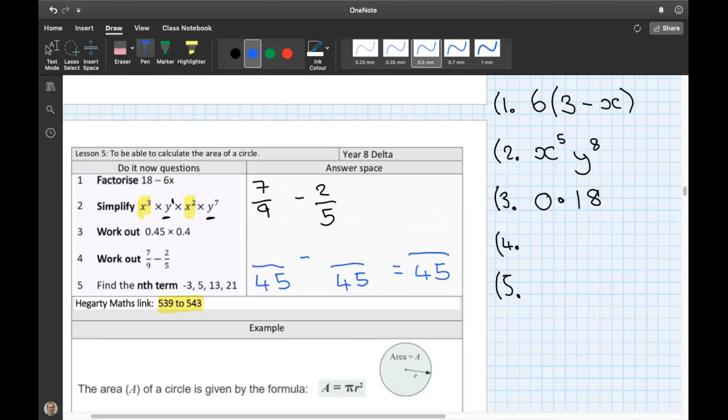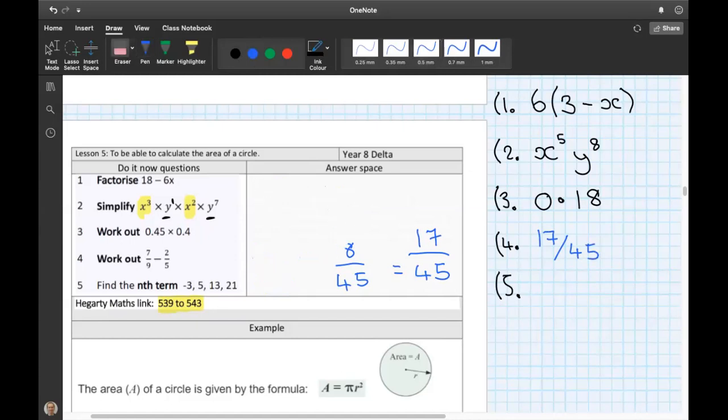Okay, how did I get from 9 to 45? I multiplied it by 5. So I need to do the same with my numerator to keep it equivalent. 7 5s are 35. How to get from 5 to 45? I multiply by 9. Do the same with your numerator, and you get 18. You're now ready to subtract your numerators, and you'll be left with 17/45. That's your final answer. It cannot be simplified any further.